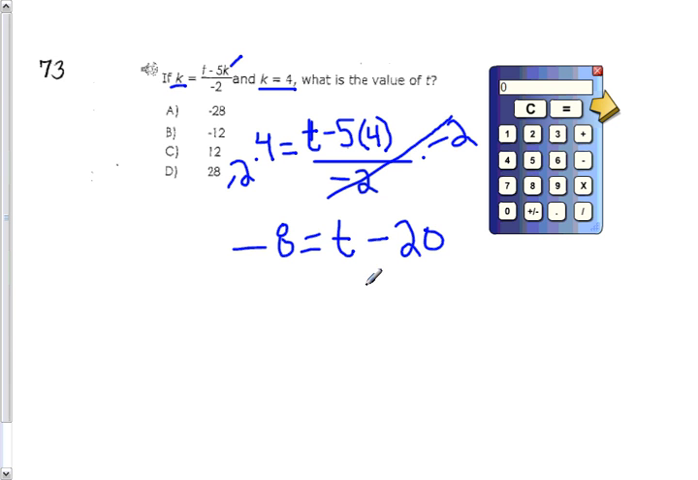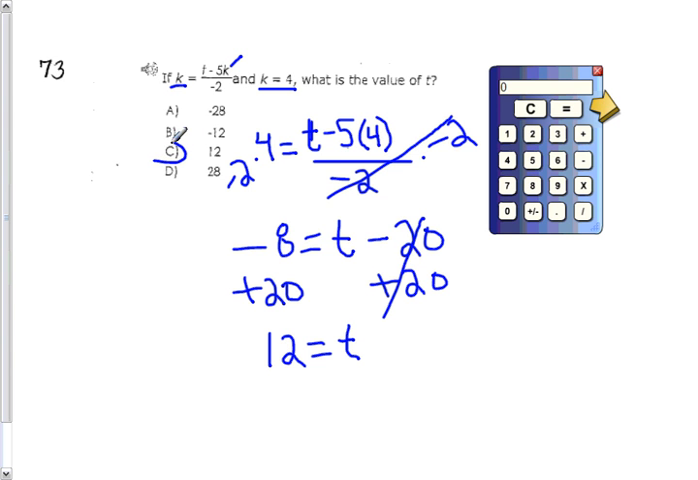All right, so in this case now we need to add 20 to both sides because we're subtracting 20 from t. So in order to cancel that out, we'll do the inverse of that. So we need to add 20 to both sides. So we'll do negative 8 plus 20. Now you can type this into your calculator if you want to, or you may just know your properties. Negative 8 plus 20 is the same thing as 20 minus 8. So we have a positive 12 equals our t value. All right, so our answer then would be C.